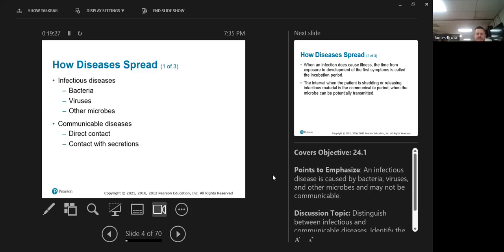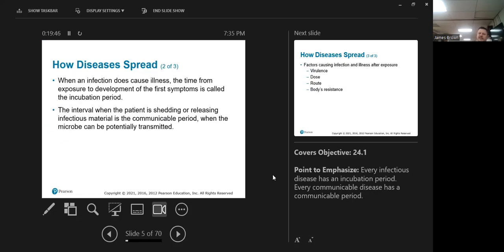Infectious diseases. This is going to be the spread of bacteria, viruses, other microbes. They are communicable, which means that we can spread them from one person to the other, either through direct contact or through contact through secretions or droplets or things along those lines.